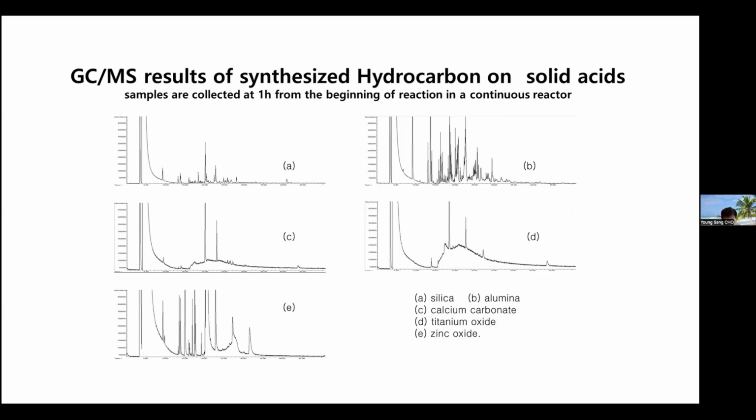This GC-mass chromatogram is the result of experiments on various kinds of solid acid. As you can see, all kinds of solid acid can produce hydrocarbons with water and CO2.